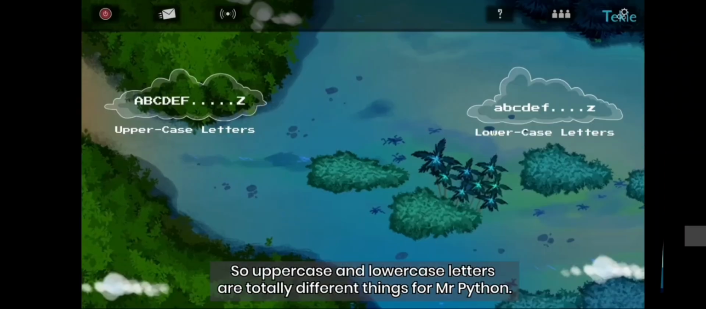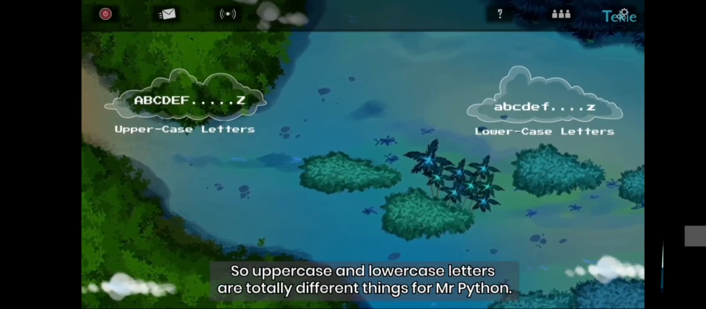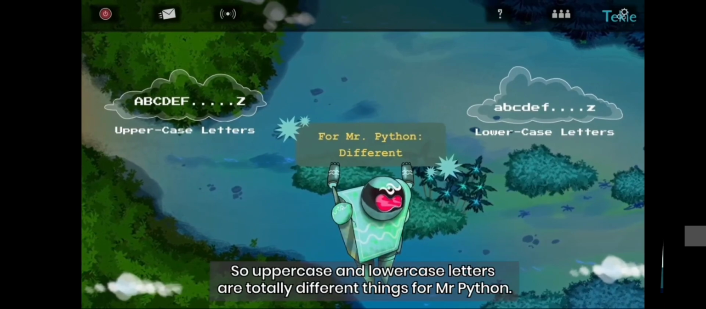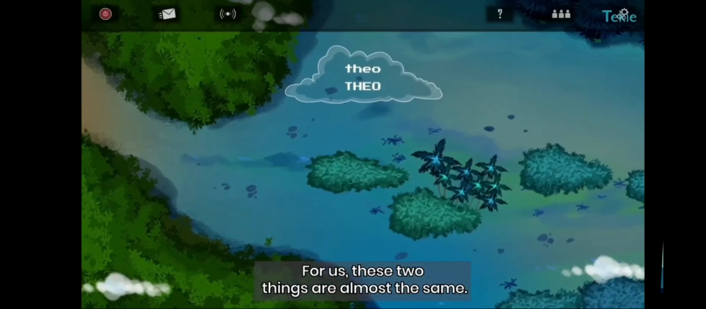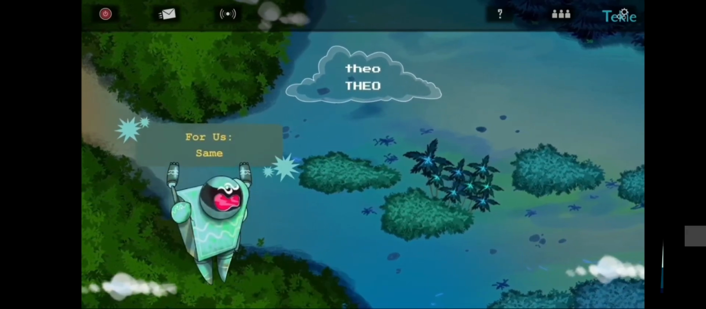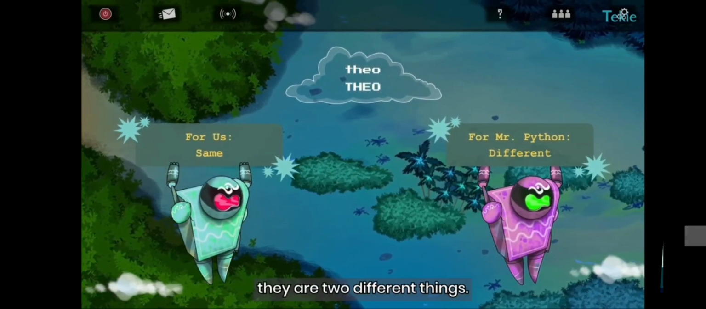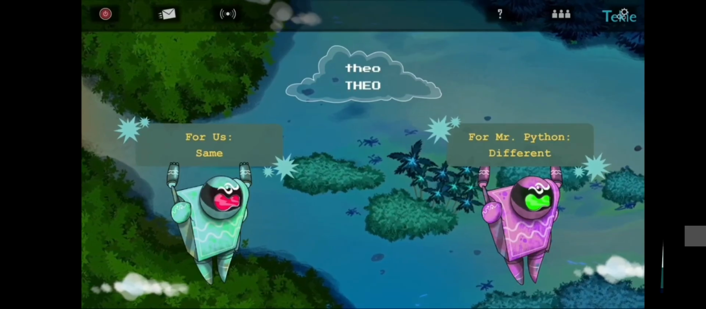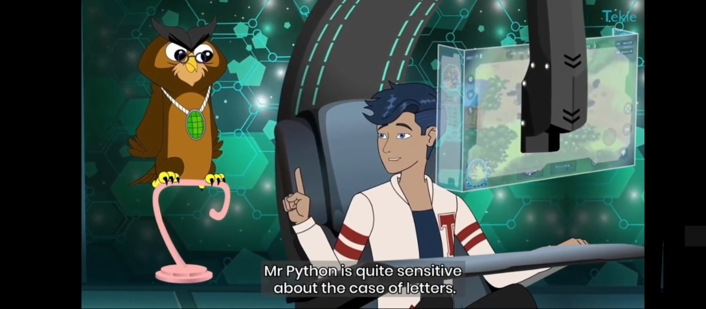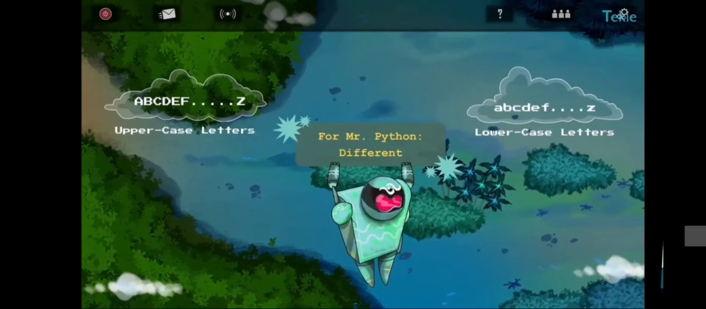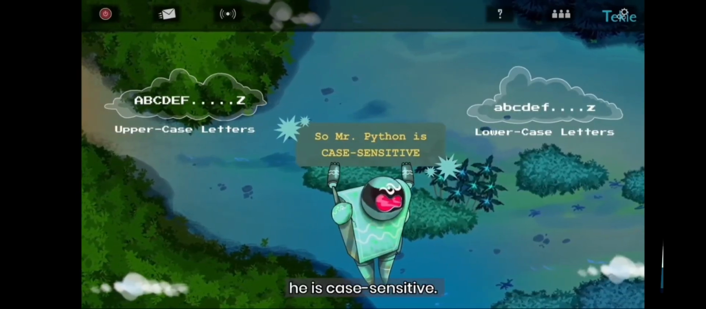Right. So uppercase and lowercase letters are totally different things for Mr. Python? Exactly. For us, these two things are almost the same. But for Mr. Python, they are two different things. Looks like Mr. Python is quite sensitive about the case of letters. Yeah. He is case sensitive.